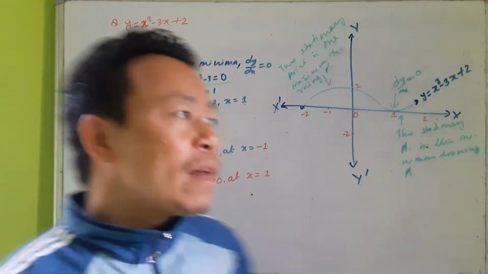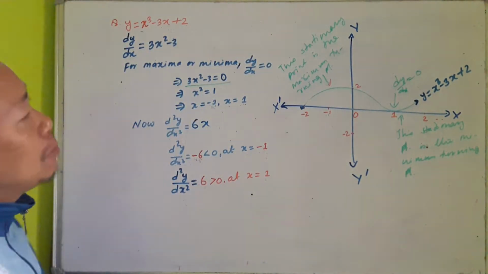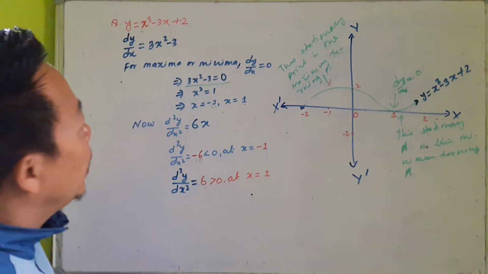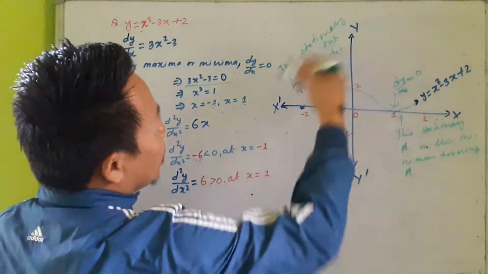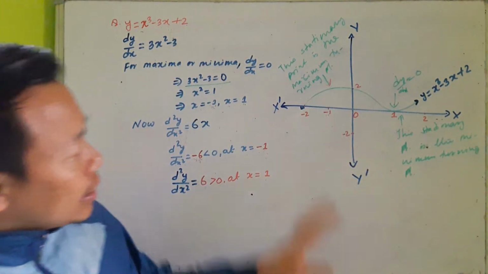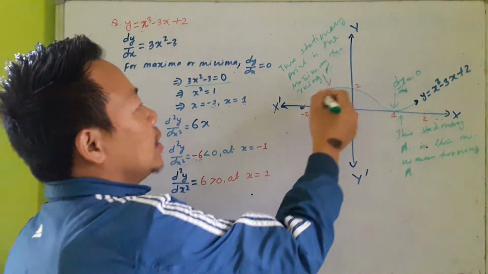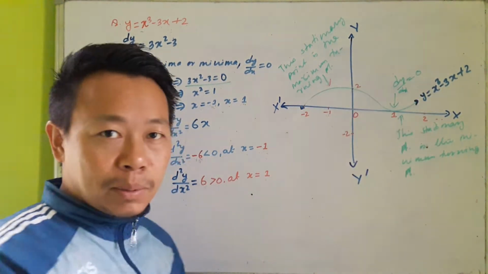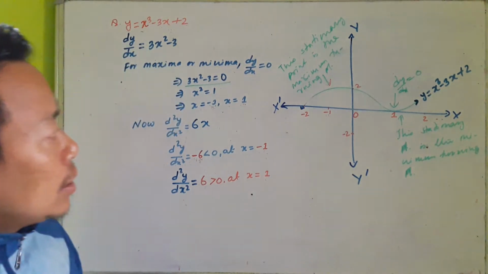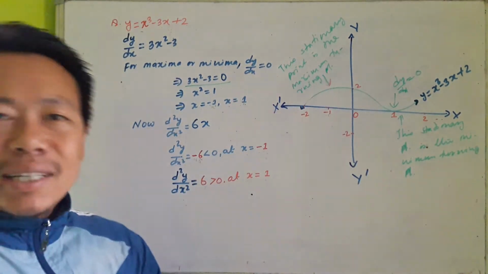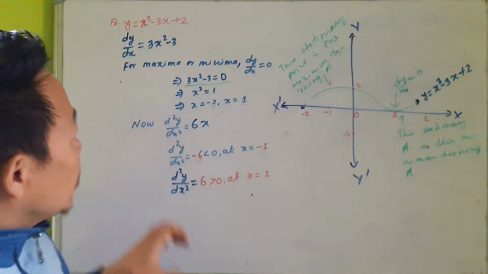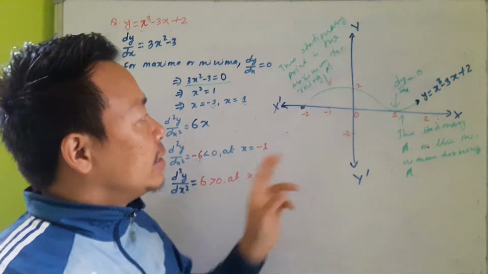Okay, I have taken the function y is equal to x cube minus 3x plus 2, and I have drawn the graph of this function. It can be easily seen that this is a maximum and this is a minimum. This is the maximum turning point, and this is the minimum turning point. This can be seen graphically, but mathematically I am going to find that this is a maximum and this is a minimum.